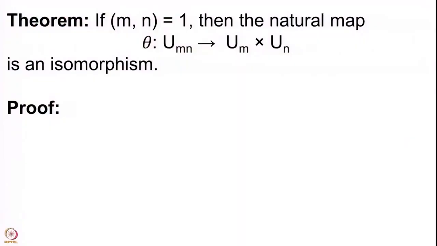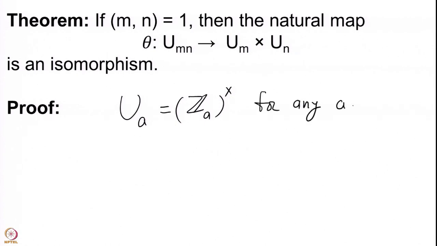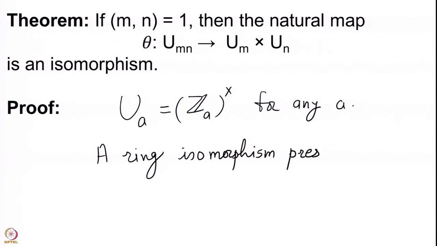So, what we have is that U_A is basically the group of units in Z_A for any natural number A, and a ring isomorphism preserves units. So, this very simple fact that a unit has to go to units under a ring isomorphism, we get that when you restrict the map theta to the group of units, you get a group isomorphism.